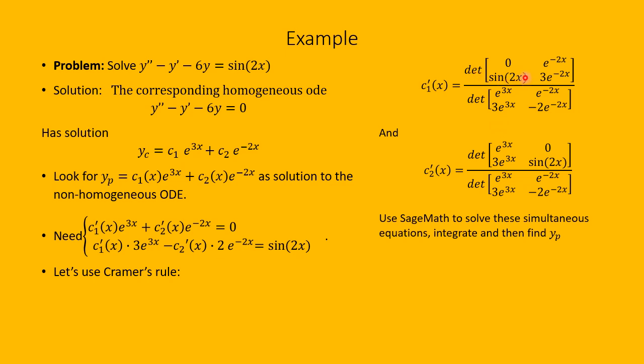This determinant up here is 0 times this minus e to the minus x times this, over the denominator e to the 3x minus 2e to the minus 2x minus e to the minus 2x times 3e to the 3x. Basically, for a 2 by 2 matrix, the determinant is the product of the elements on the main diagonal minus the product of the elements on the secondary diagonal. So we can calculate these two pretty easily.